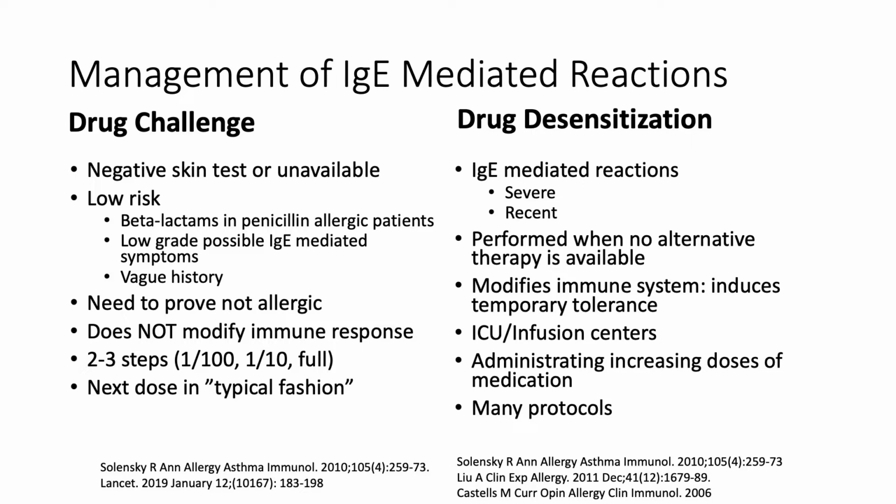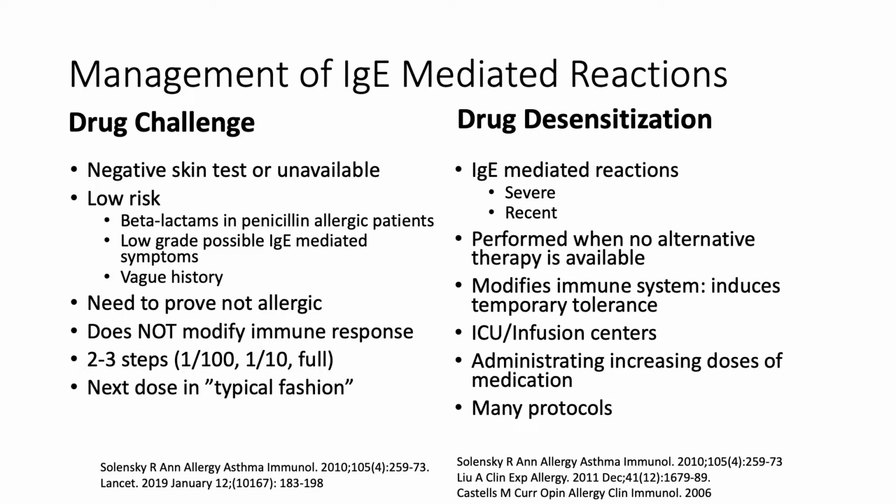But this is for patients who have had a negative skin test or an unavailable skin test, and they're at low risk of reacting to you. So an example of that would be a history of beta-lactam allergy. You need another beta-lactam antibiotic in a penicillin-labeled allergic patient, or they really didn't have very bad symptoms, or it was a long time ago, or a vague history. We use these challenges to prove that the patient is not allergic.